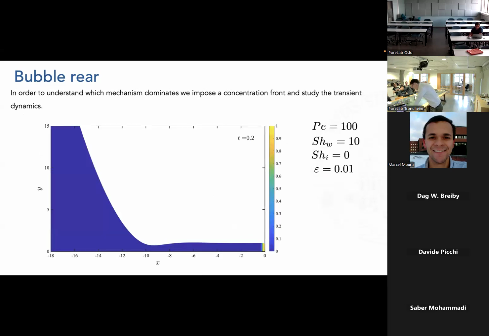And this is just a video of the solution for a case with high advection and not too high mass transfer, just to show how the front propagates in the back of the bubble.